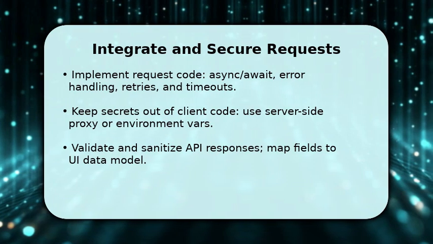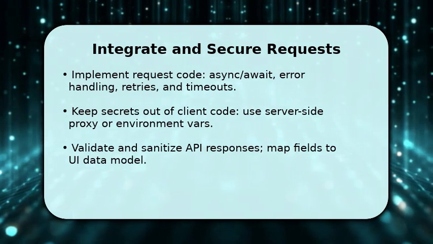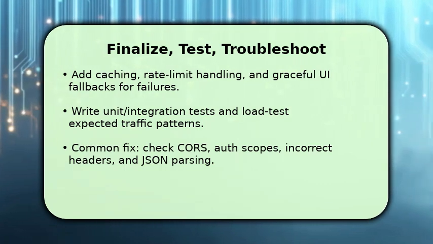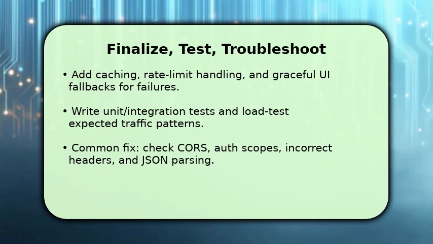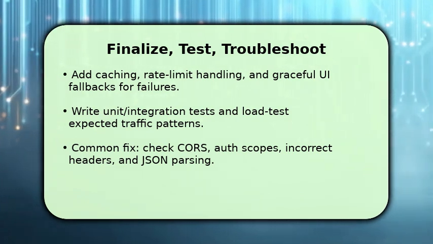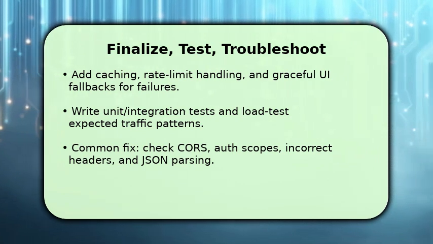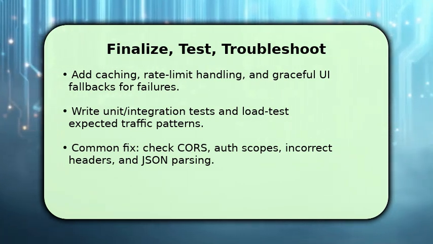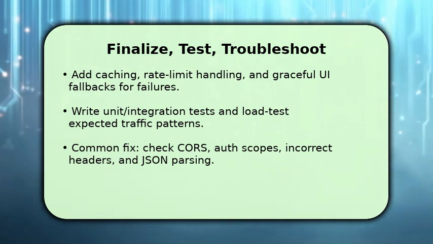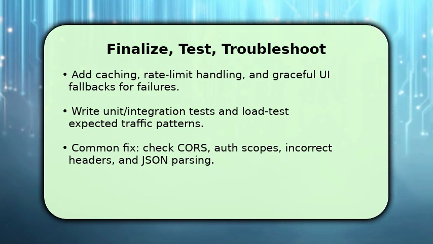Make sure to log errors and monitor latency as you finish by adding caching strategies, handling rate limits, and providing friendly fallbacks when the API is slow or unavailable so users don't see raw errors. Then write unit and integration tests and perform load tests to verify behavior under real traffic. Deploy and monitor metrics like error rate and response time to catch regressions quickly.